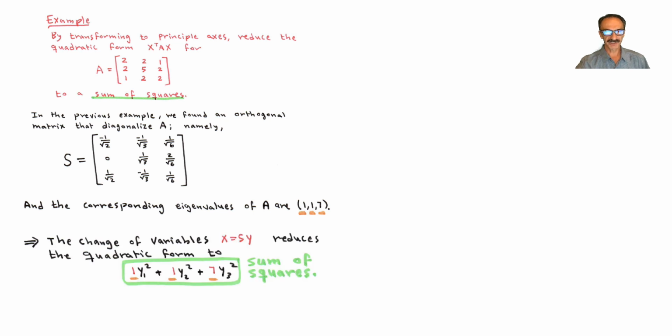The change of variables x equals sy reduces the quadratic form to simply 1, that's lambda 1, y1 square plus 1, which is lambda 1 again because it's a repeated lambda, y2 square plus the third lambda, which is 7, y3 square. It's a sum of squares.